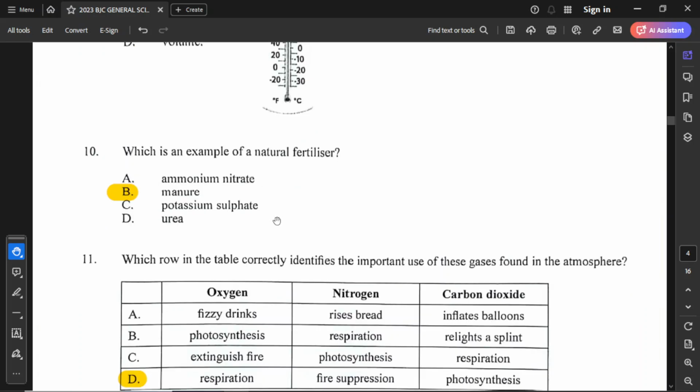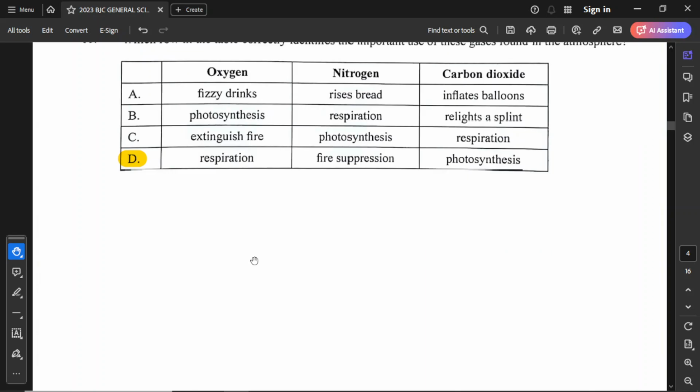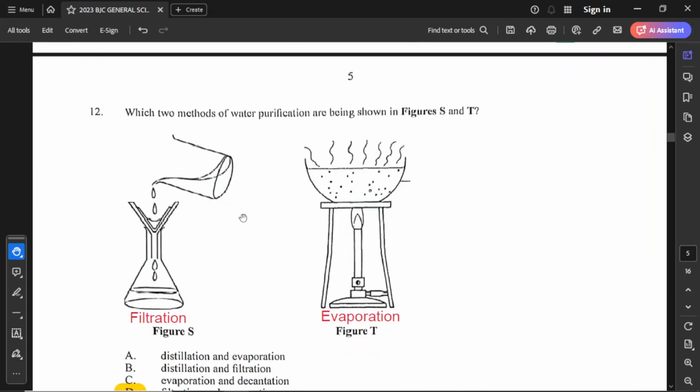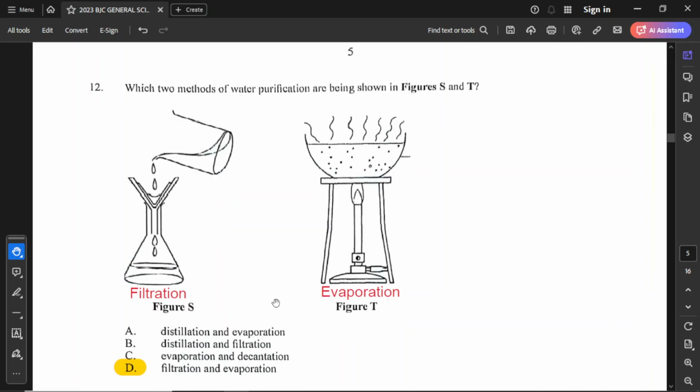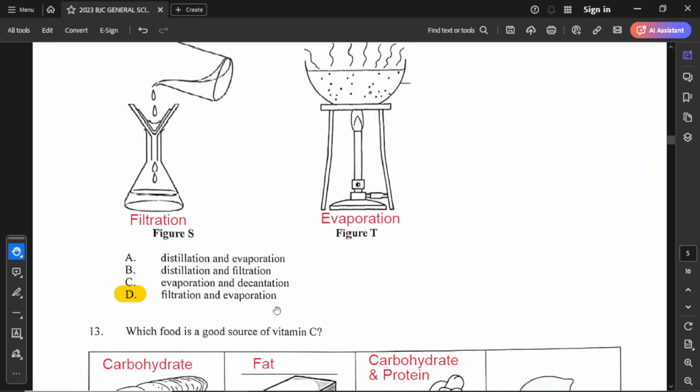All right, so definitely. Number 11, which row in the table correctly identifies the important use of these gases found in the atmosphere? And oxygen is for respiration. Nitrogen can be used to suppress fire, which definitely carbon dioxide does the same thing. Carbon dioxide is for photosynthesis, so D is the correct option. All right, question number 12. Which two methods of water purification are being shown in figure S and T? And S is filtration and T is evaporation, so therefore D is the correct answer.